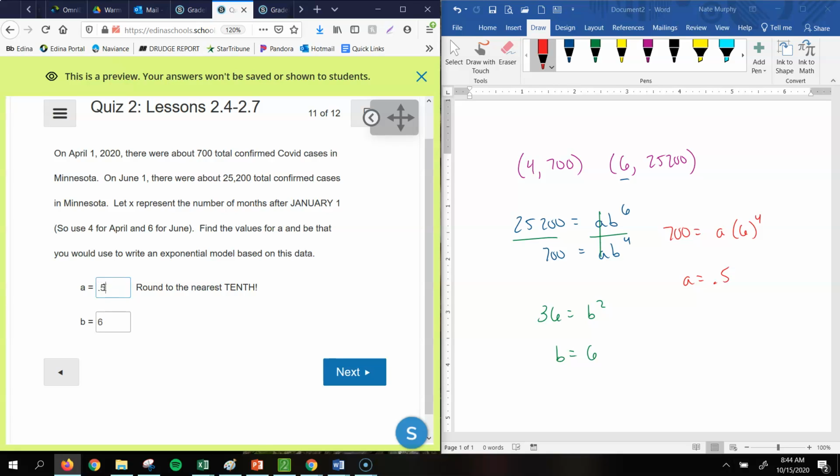By the way, if you had used the other coordinate instead, you would get a slightly different answer, but when you round to the nearest tenth, it ends up being the exact same value of 0.5.